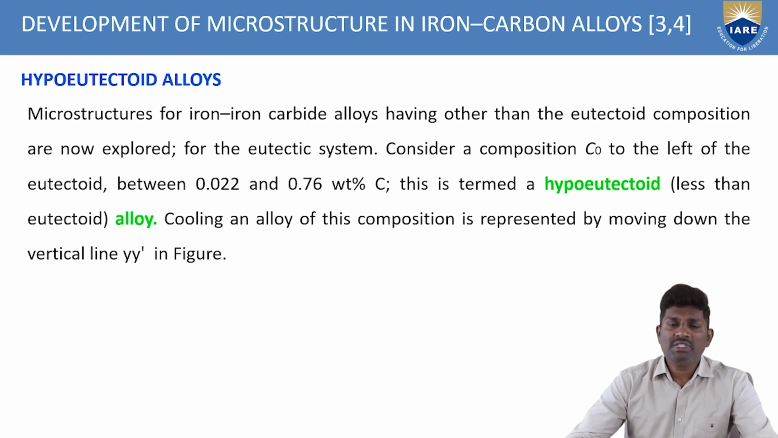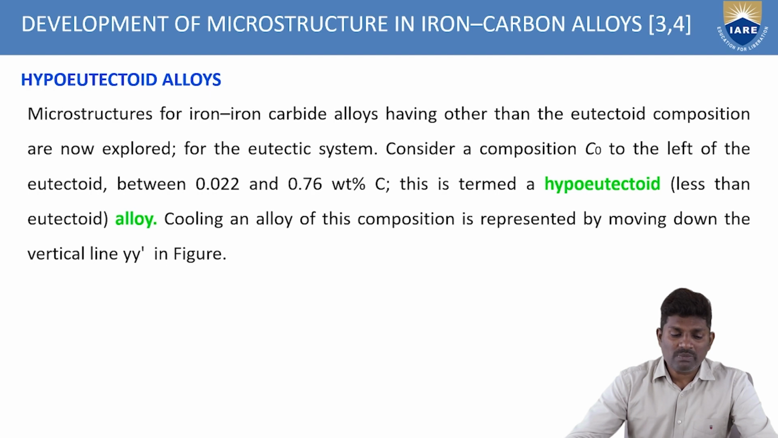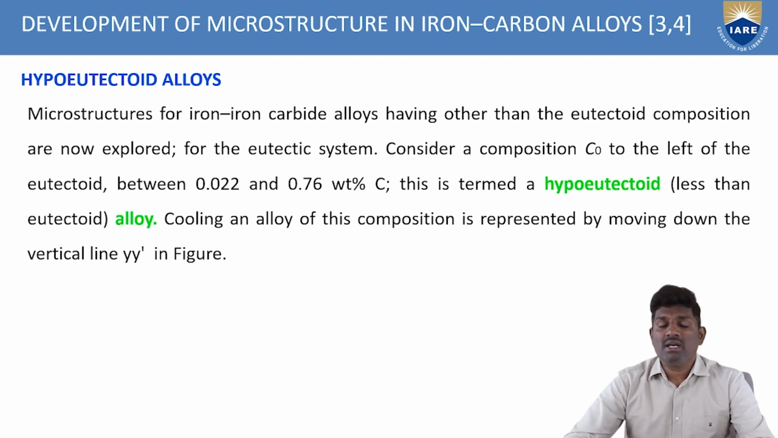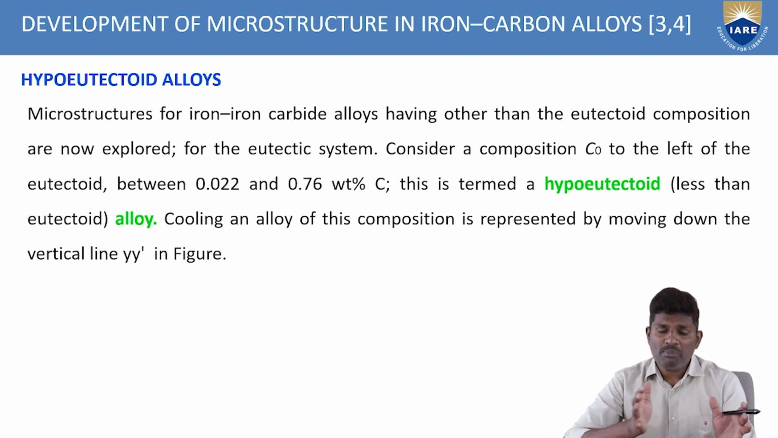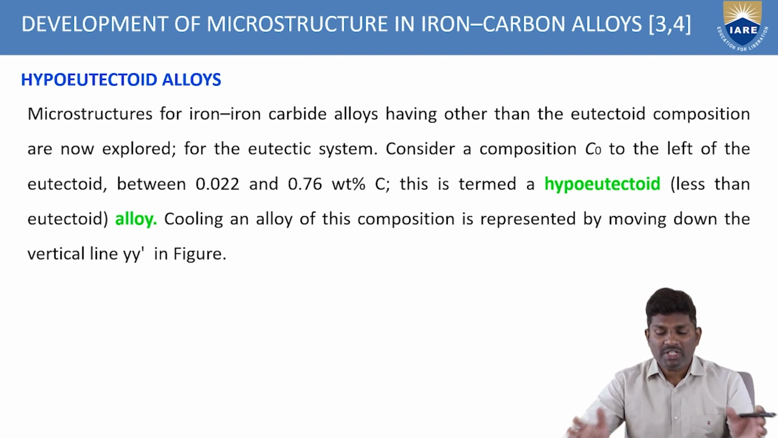And if you see the hypoeutectoid, you have seen the eutectoid temperature, that is at 727 degrees centigrade. You have the eutectoid temperature. So what is the hypoeutectoid alloys? Means microstructure for iron carbide alloys having other than eutectoid compositions. That means other than eutectoid compositions, then that type of system is called as a hypoeutectoid things. Now consider a composition of C0 to the left of the eutectoid between 0.02 to 0.76. So we are considering after that 0.76 is called eutectoid. So in between 0.022 and 0.76 weight percentage of carbon, then that type of systems are called hypoeutectoid alloys.